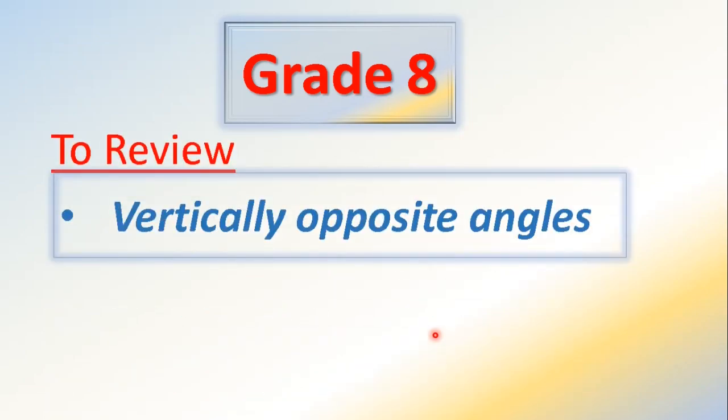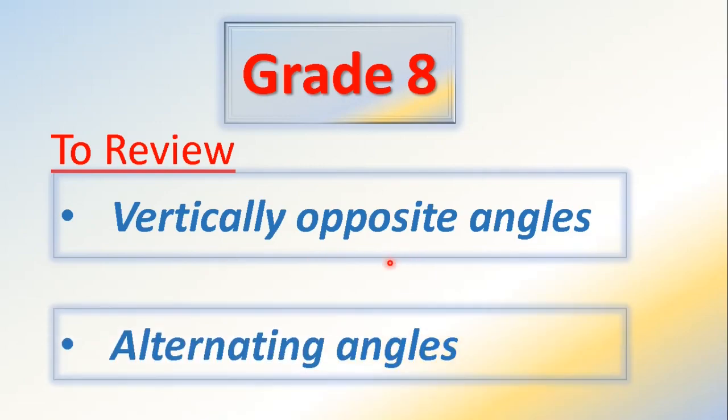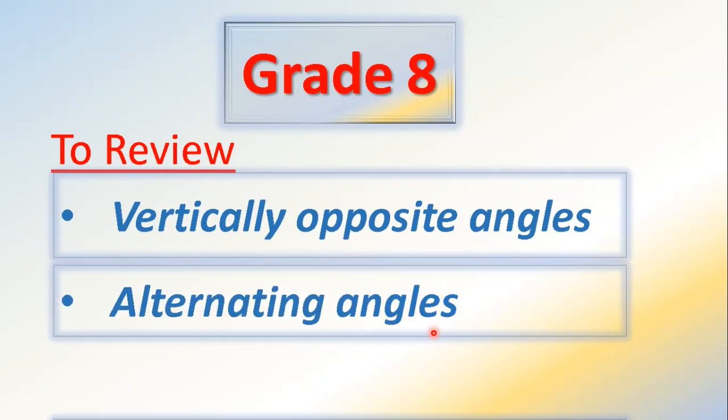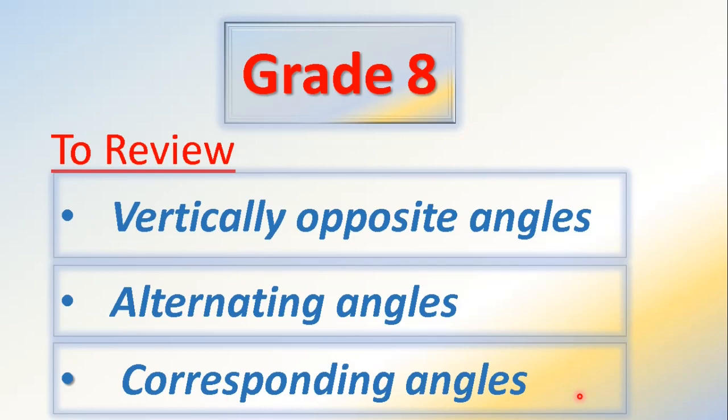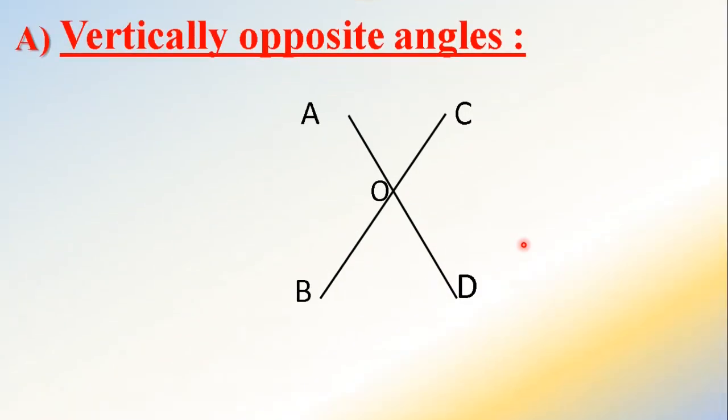In this video, we're going to review vertically opposite angles, alternating angles, and corresponding angles. Let's start with vertically opposite angles. What are vertically opposite angles? Vertically opposite angles are formed when two straight lines intersect, and these two straight lines mainly form letter X.